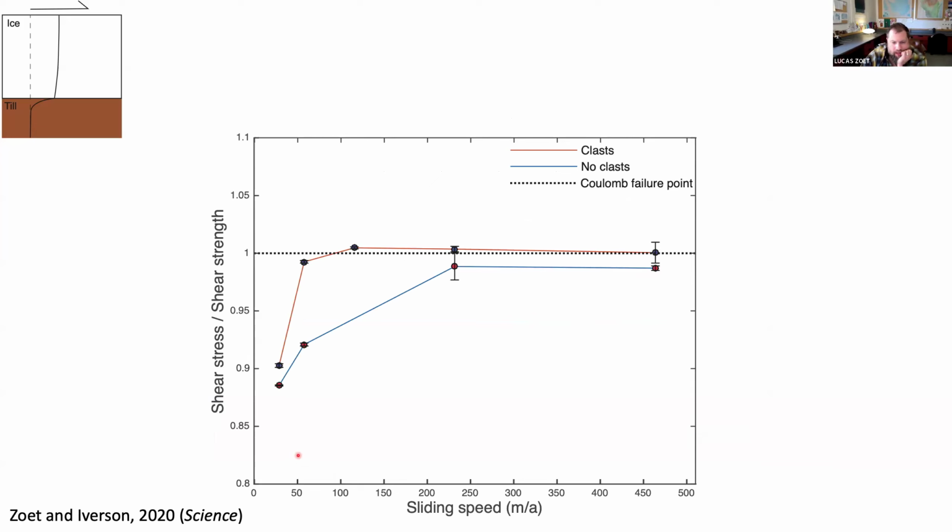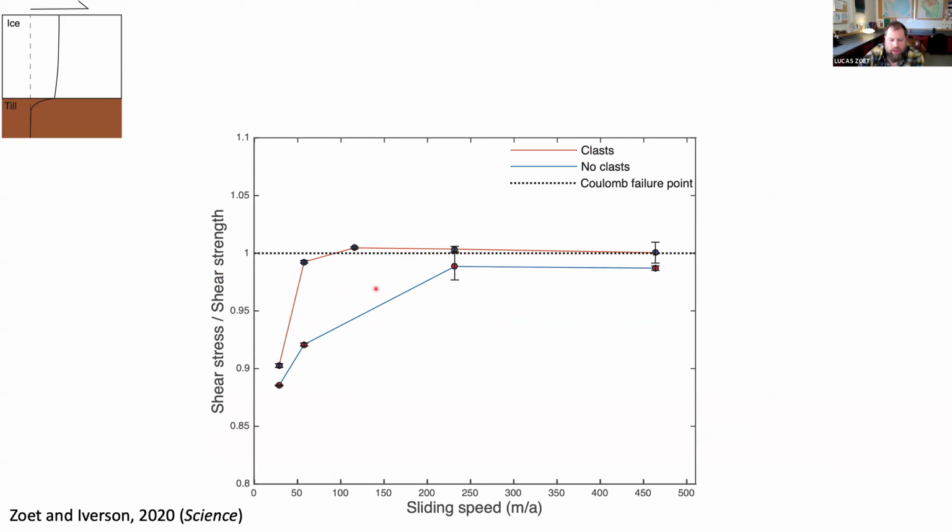So on the x-axis is the sliding speed, and on the y-axis is that drag. And this dashed line is that Coulomb strength of the till. This is how strong just the sediment is that's in the bed if you were to, for example, take it out of the ring shear and test it in a different setup, like a direct shear apparatus. What we can see is there's two experiments here, and in both cases, as the sliding speed goes up, the resistance rises until it reaches the Coulomb strength of the till, and then it sort of rides along the Coulomb strength of the till.